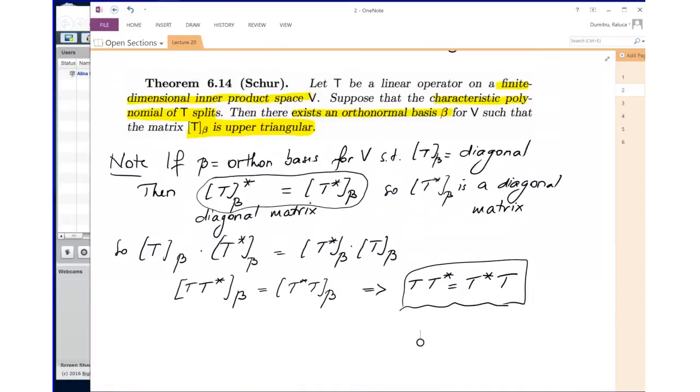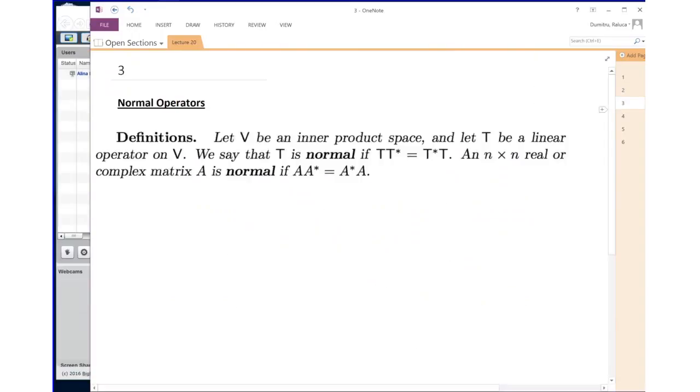Is it here? I think it's on the next page. Yeah.